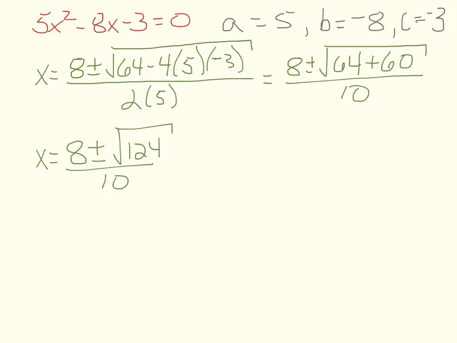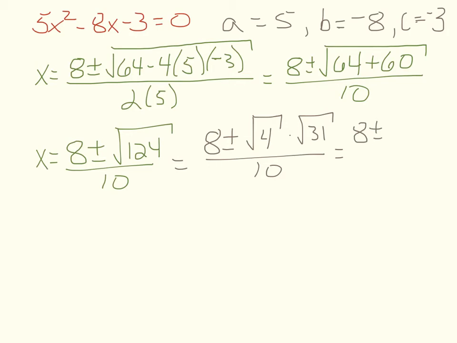And I know that 124 is the same as 31 times 4. So this is the same as 8 plus or minus the square root of 4 times the square root of 31 all over 10, which is the same as 8 plus or minus 2 radical 31 over 10.